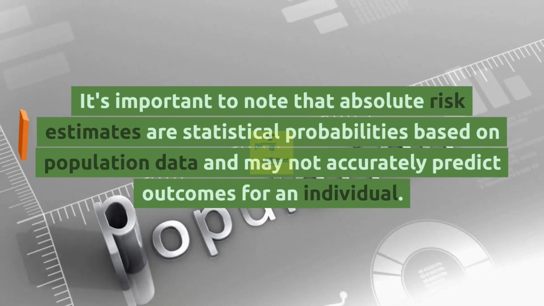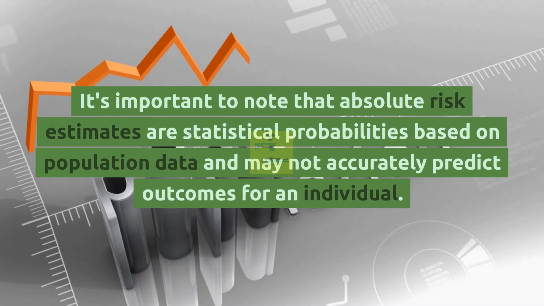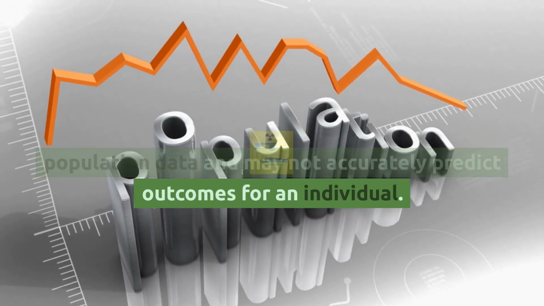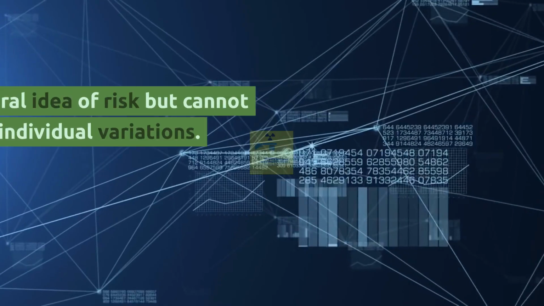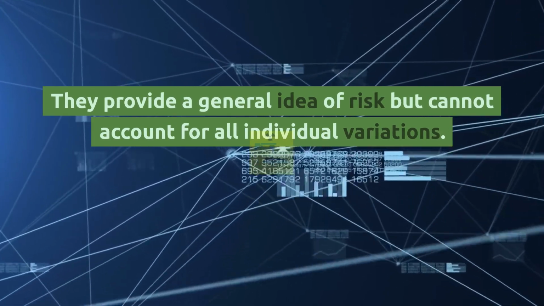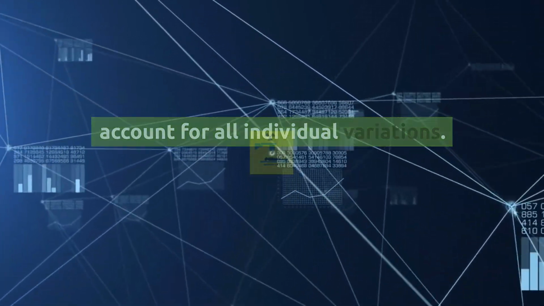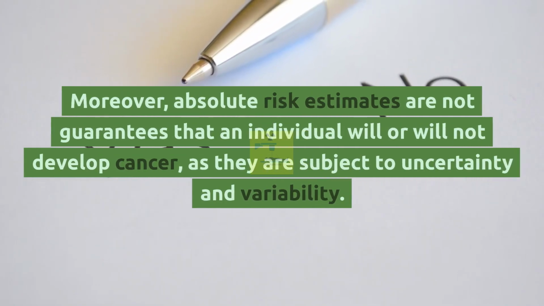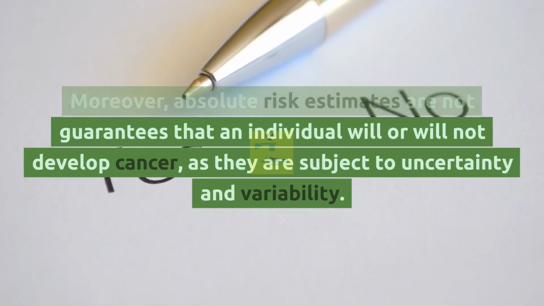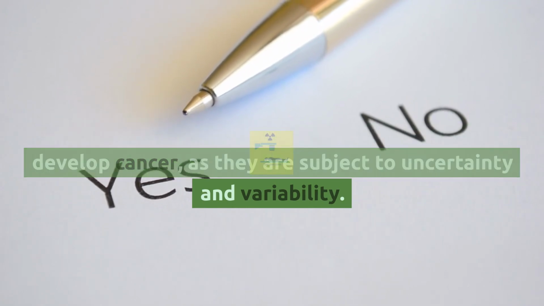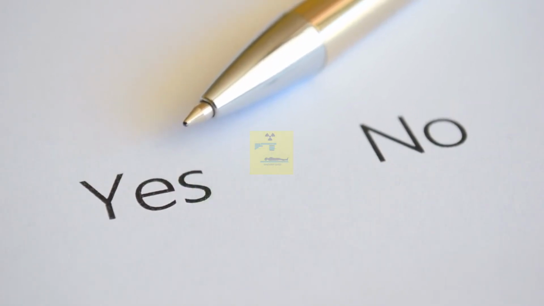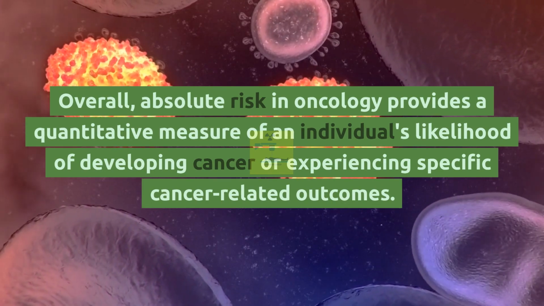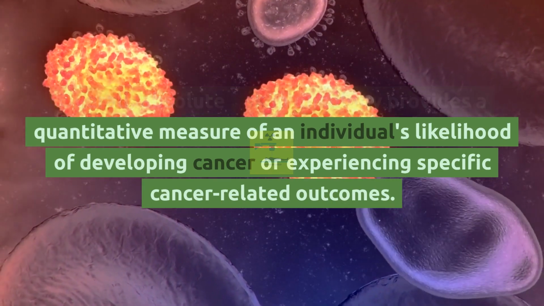It's important to note that absolute risk estimates are statistical probabilities based on population data and may not accurately predict outcomes for an individual. They provide a general idea of risk but cannot account for all individual variations. Moreover, absolute risk estimates are not guarantees that an individual will or will not develop cancer, as they are subject to uncertainty and variability.